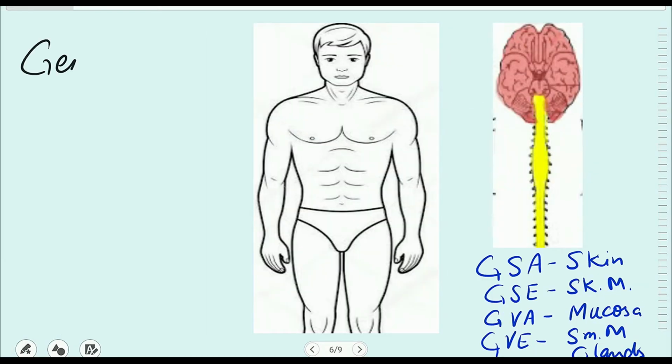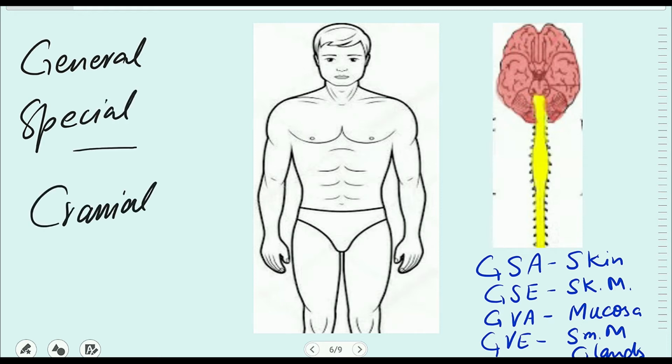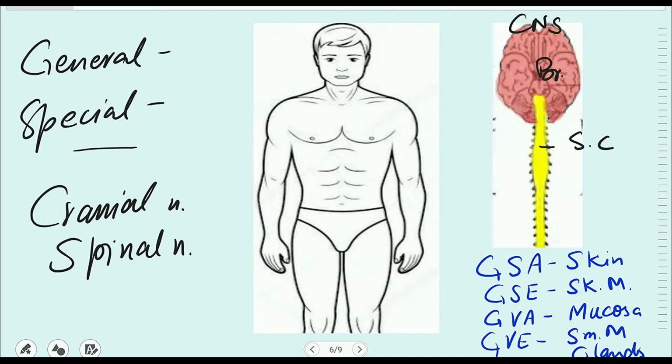Now I will demonstrate what the general and the special functions or components of the cranial nerves and the spinal nerves are, and why we name a function general and why we name a function special. This is the central nervous system consisting of the brain and the spinal cord. The brain coordinates with the body with the help of 12 pairs of cranial nerves. Likewise, the spinal cord coordinates with the body with the help of 31 pairs of spinal nerves. Cranial nerves and spinal nerves form the peripheral nervous system.